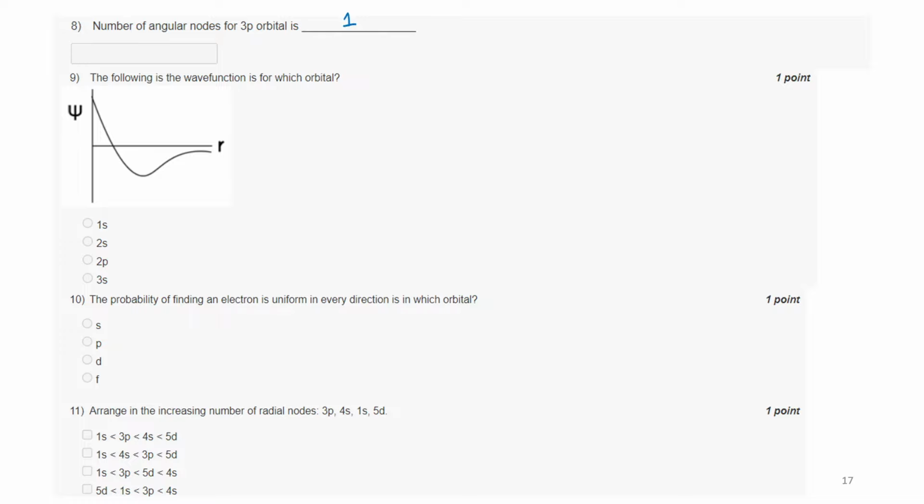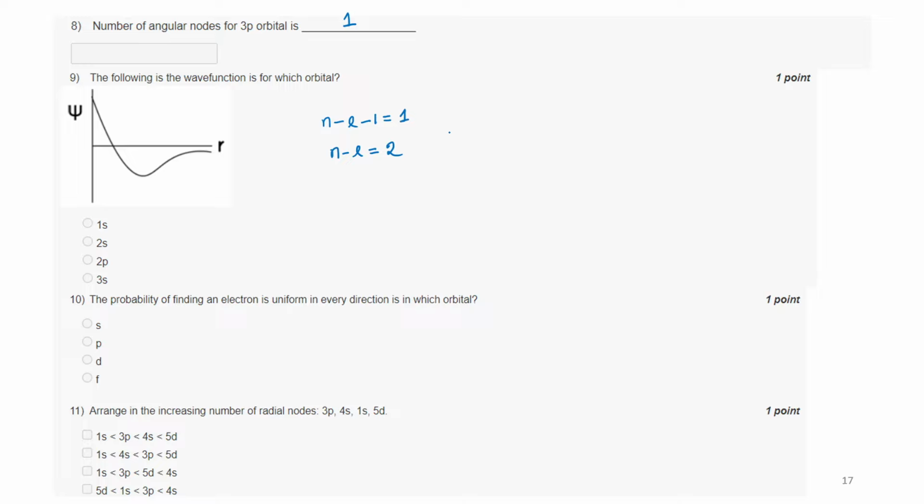Then question number 9, the following is the wave function for which orbital. Here a radial function is plotted. As you can see, the function has a node, right? It has only one node, a radial node. The number of radial nodes is n minus L minus 1, which is 1. So n minus L is 2. See, what options do we have? We have 1s. For 1s, n is 1 and s is 0, so that will be 1.